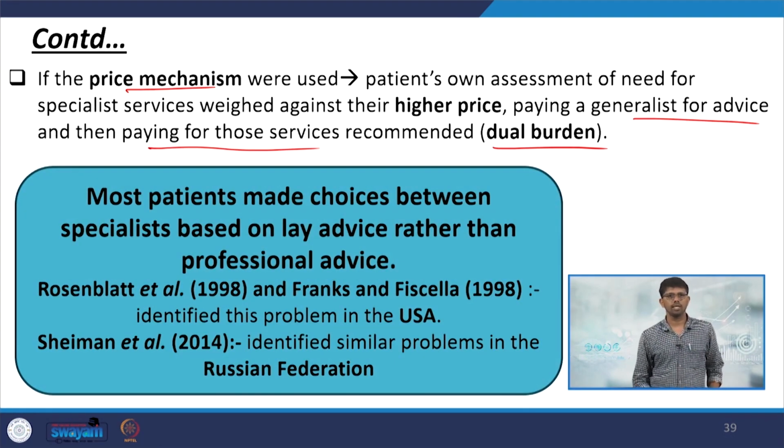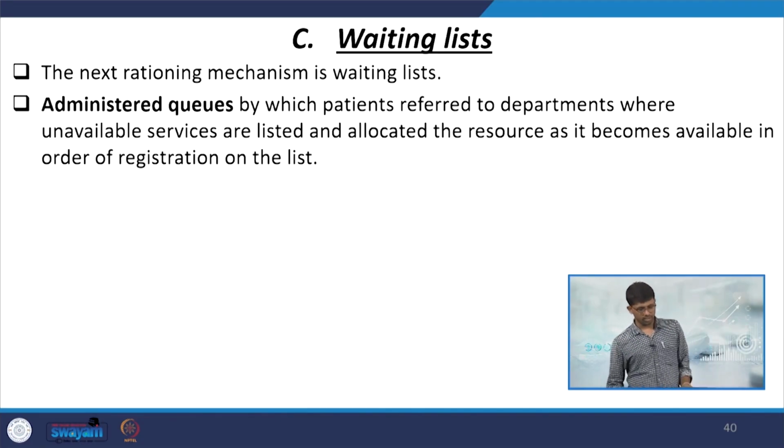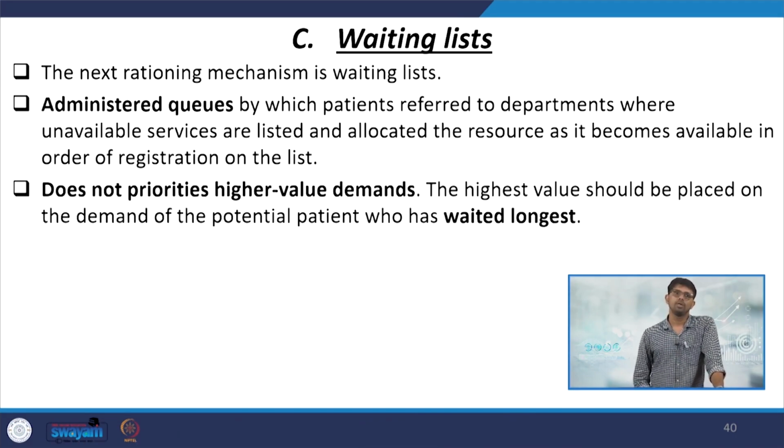There are authors who have worked and identified the problems, especially in the US case we have mentioned, and another paper identified the issue in the context of the Russian Federation. Waiting list is another rationing mechanism. Administered queues are important, by which patients are referred to departments where unavailable services are listed and allocated resources, and it becomes available in order of registration on the list. This does not prioritize higher value demands.